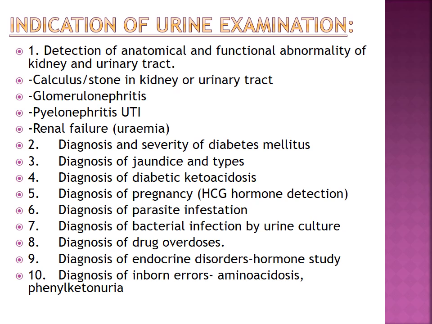Many toxic substances and drugs are excreted in urine, so we can diagnose drug overdoses or abuse. Then some endocrine hormones can also be detected in urine. Then inborn errors like aminoacidurias and phenylketonuria are also detected by doing urine examination.